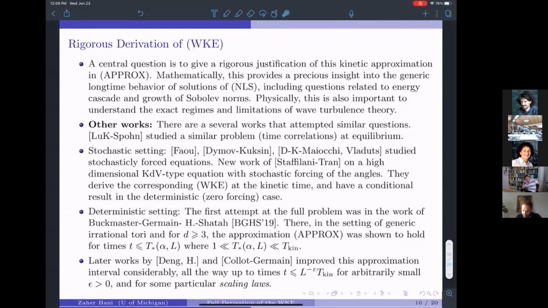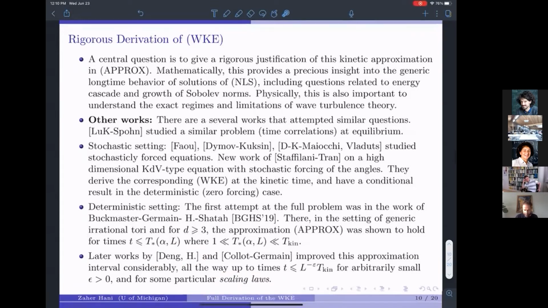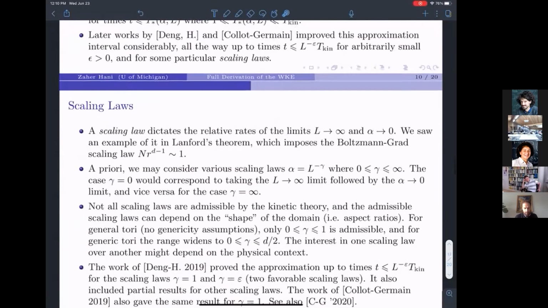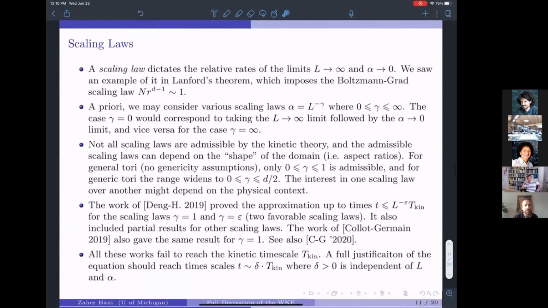Okay, so let me just point out. As I said before, at least in our work with Yu Deng, we were able to treat general tori and to distinguish, according to the scaling law, which I will explain on the next slide, when the genericity requirement is needed and when it is not needed. So we got to the understanding of that.